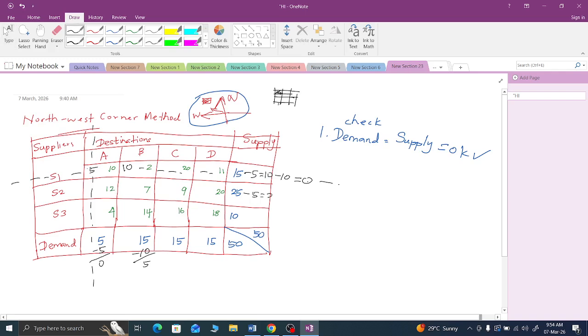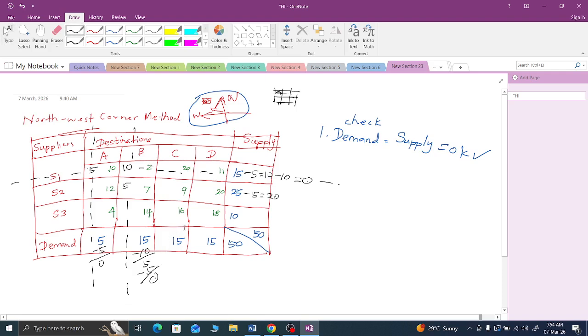Now I have availability 20. So I am going to give 5 here. After that I will reduce 5 here. So now it's 0. Now I have to cut the column because it is 0, right?